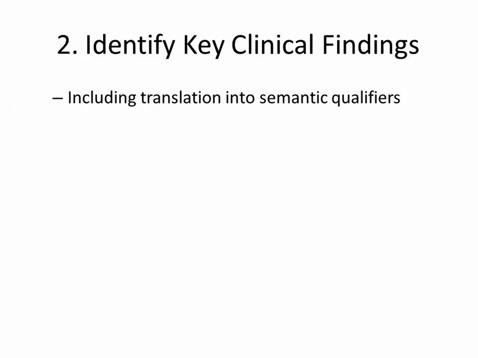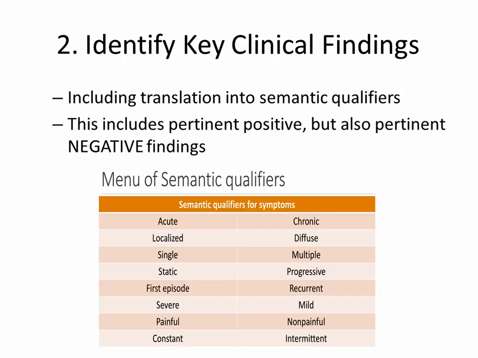The second we touched on in our first year session, which is identifying key clinical findings, which here includes translation into semantic qualifiers. And you might be asking, what's a semantic qualifier? And so I've provided a menu here. And these are explicit terms that allow you to categorize patient complaints into things that might have more meaning with regards to a differential diagnosis. So for example, the differential diagnosis for acute diarrhea is very different from that of chronic diarrhea. And by translating what the patient tells you with regards to time into a semantic qualifier, it really drives your differential diagnosis one way or the other.